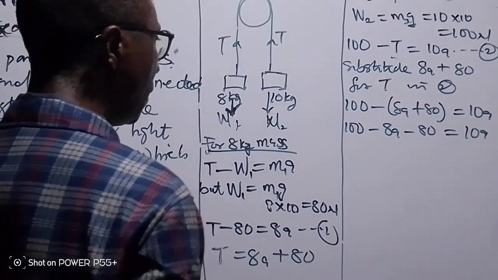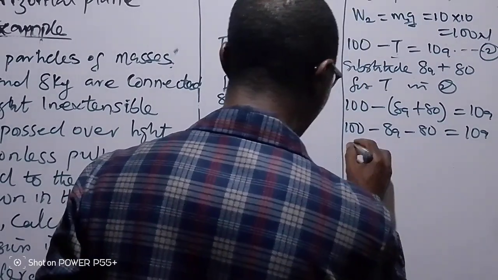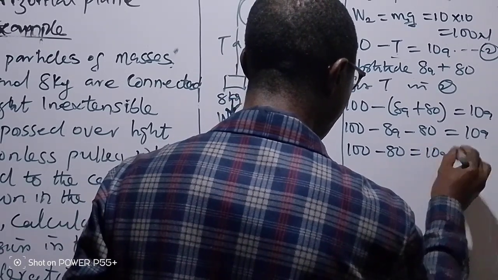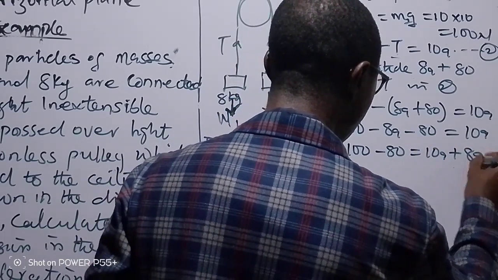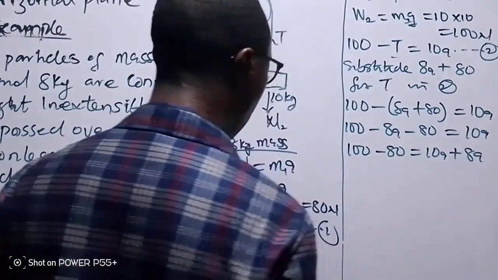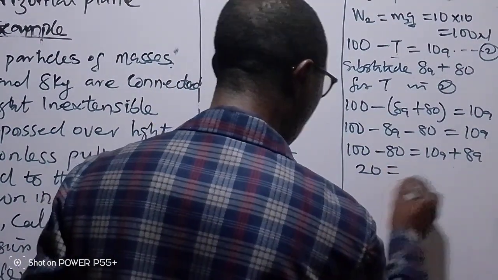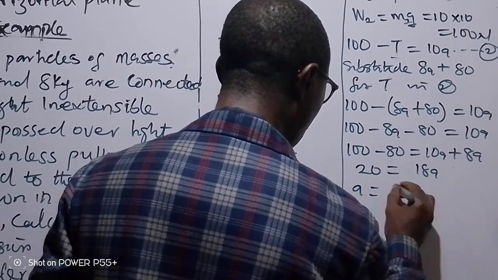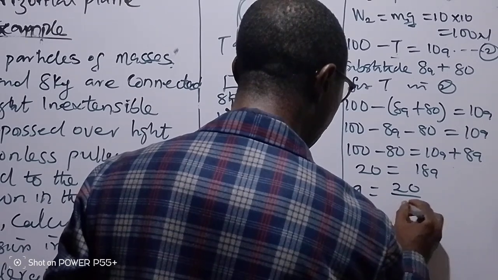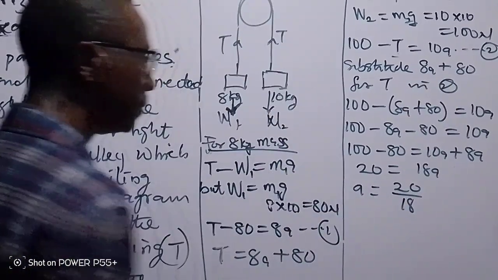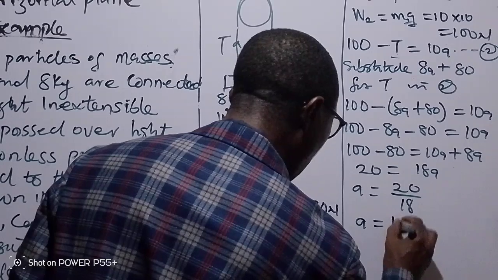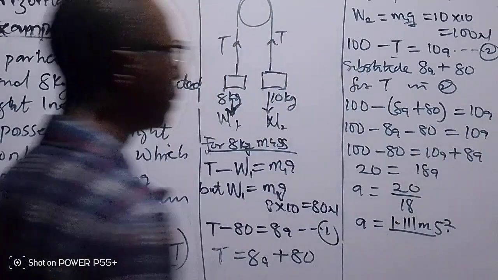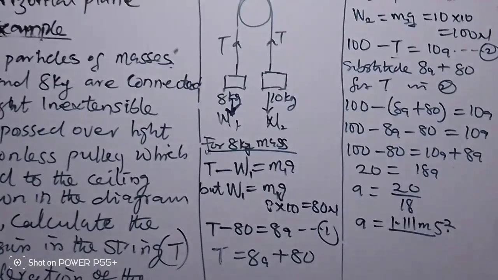From there, collect the like terms. That will be 100 minus 80 is equal to 10A plus 8A. So this one will now give us 20 is equal to 18A. Then A will be equal to 20 over 18. Then A will be equal to 1.111 meter per second square. That is the acceleration.